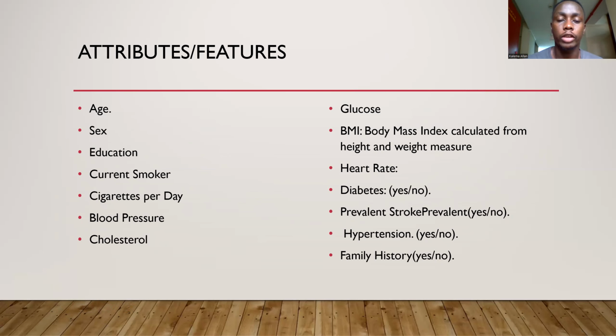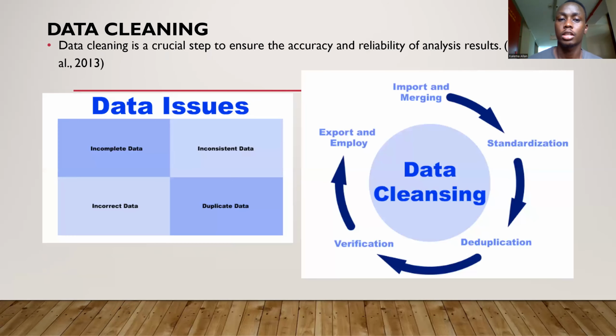Here below are the attributes and features for the dataset. There is age, sex, education, current smoker, cigarettes per day, blood pressure, cholesterol, glucose, BMI, heart rate, whether the person has diabetes, is at risk of diabetes or not, prevalent stroke, hypertension, and family history.